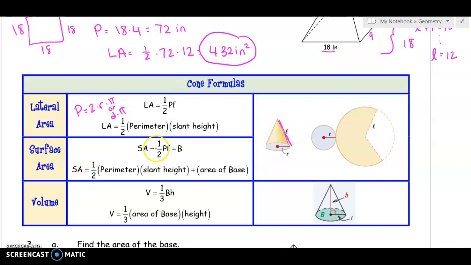Surface area is going to be the 1/2 PL, just like the lateral area is, plus B, the area of the base. Area of a circle, remember, is radius squared times pi. So this surface area is the same thing as lateral area plus B, because there's only one base. We don't have 2, it's 1. Volume is 1/3 area of the base times the height. This time we're using the height. The height goes from the very tip here, the vertex, to the center of the circle.